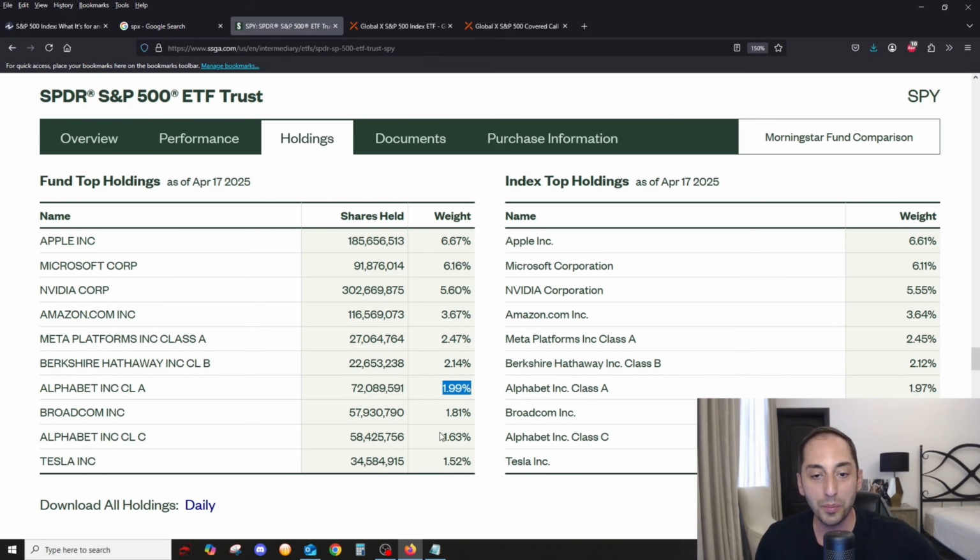So if you add them up, it makes about 3 point something percent. And then you have Tesla at 1.52. So if you add them all up, these 10 stocks or 9 companies actually makes up about a third of the S&P 500. So even though there's 500 companies technically, the top 9 make up a third. And this is because the bigger the market cap, or the bigger the company is, the bigger share it will have of the index.